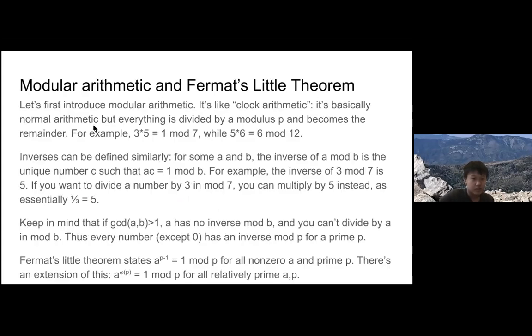Anyways, next we'll talk about modular arithmetic. Some of you may know it as clock arithmetic. Basically, my idea is you do everything and then divide it by this number and take the remainder. So for example, here's 3 times 5 is 15. When you divide by 7, it leaves a remainder of 1. How would you write that? 15 is equivalent to 1 mod 7, or you can just write 15 equals 1 mod 7.